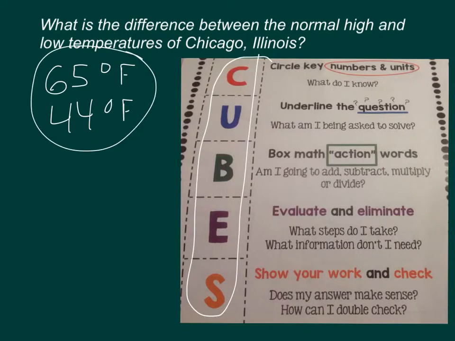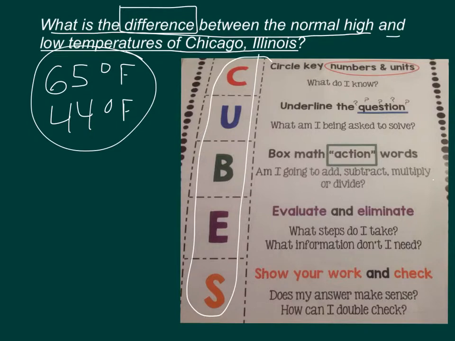So we could circle those. The next part of the CUBES acronym says underline the question. What am I being asked to solve? What is the difference between the normal high and normal low temperatures of Chicago, Illinois? Next, B stands for box math action words. Am I going to add, subtract, multiply, or divide? Whenever we see the word difference, that's going to tell us that we are going to subtract.